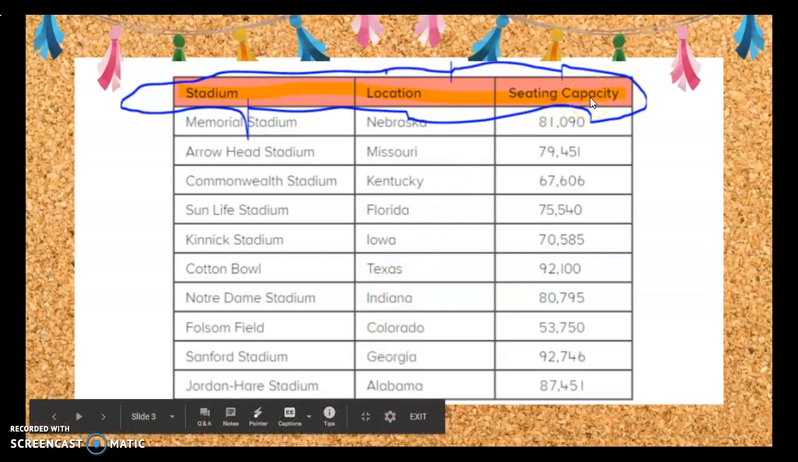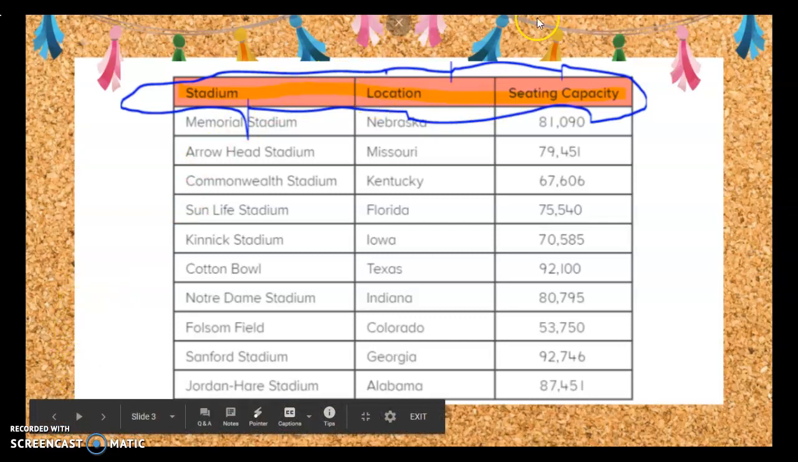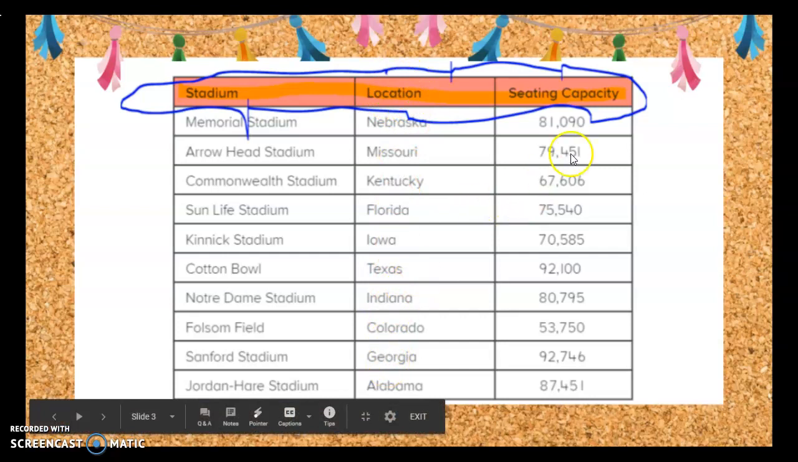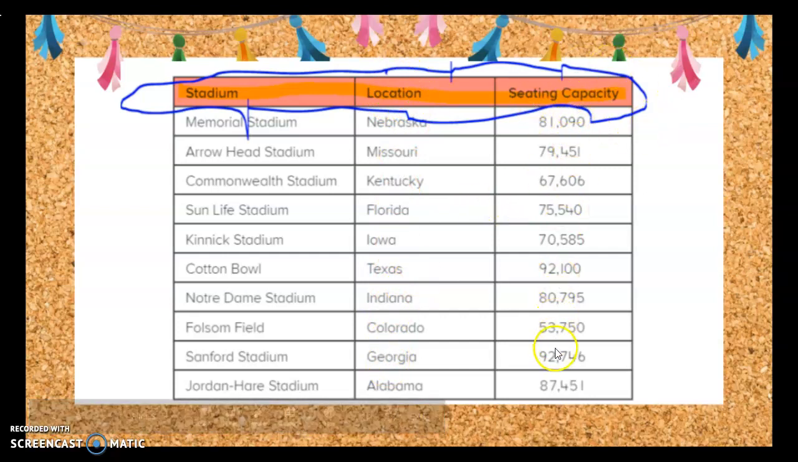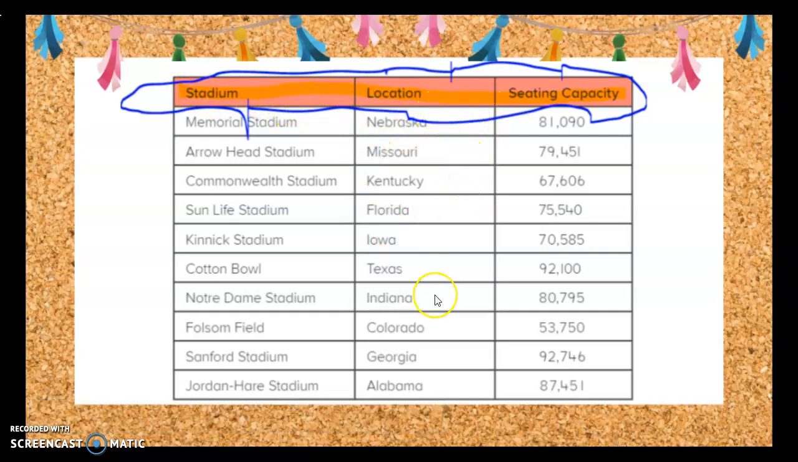In our last column, we have seating capacity. It's very important that we read the top of our tables when we're looking at them, because often when we come to a word problem, it might ask you to look at the location or the seating capacity. And if I haven't read the top, I have no clue where to find that. So here, if it's asking for a location, I'm looking here in the second column. If it's asking for seating capacity, I'm looking at my numbers in the third column. If it tells me a stadium, then I'm looking in my first column. So anytime we're looking at a table, always make sure to look at the top so you understand what the table is showing to you.